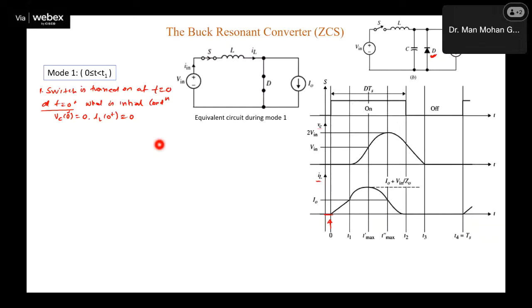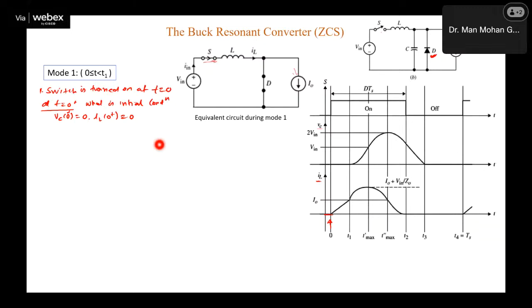Now in mode 1, we have turned on the switch. So this will be the equivalent circuit. Switch is turned on. Remember the original circuit: the switch is turned on, inductor is there, diode is already on, due to which the capacitor is shorted. So capacitor is not shown here, and this is the current which is flowing to the load through the original inductor, L node.